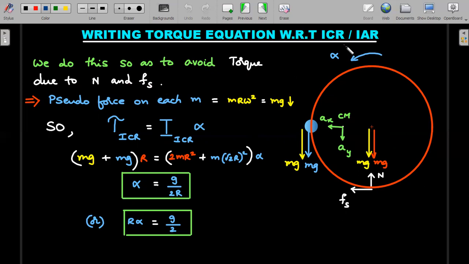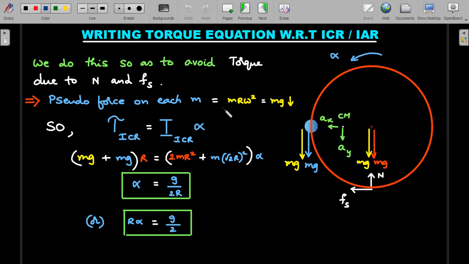You might question me, why am I choosing the ICR? Remember, the original question also asked us to calculate N and Fs, which at this point we have not yet done. Therefore, if I had chosen the center of mass axis to write the tau equal to I alpha equation, which you are allowed to do, but about the center of mass, the normal reaction and Fs torques will come into the picture. In order to avoid calculating those, I shift my position to the ICR and then take the tau equal to I alpha equation. But I should beware that in the torque on the left hand side, I should take both the pseudo and the real torques.